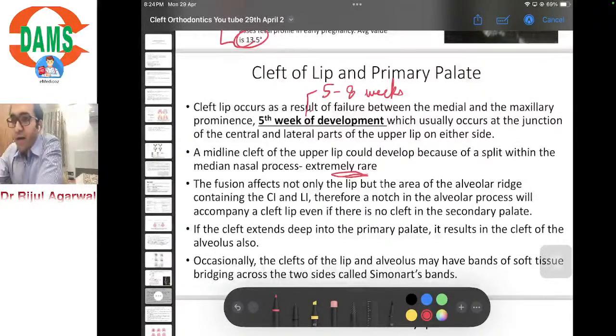And as we know, the fusion is of the medial and lateral nasal process with the maxillary process, and the maxillary process contains the initial developing tooth buds of the primary central and lateral incisor. So defective fusion will not only involve the lip and the alveolus, but will lead to defective formation of these teeth as well. The most commonly affected teeth by cleft of lip and palate are the central and lateral incisor.